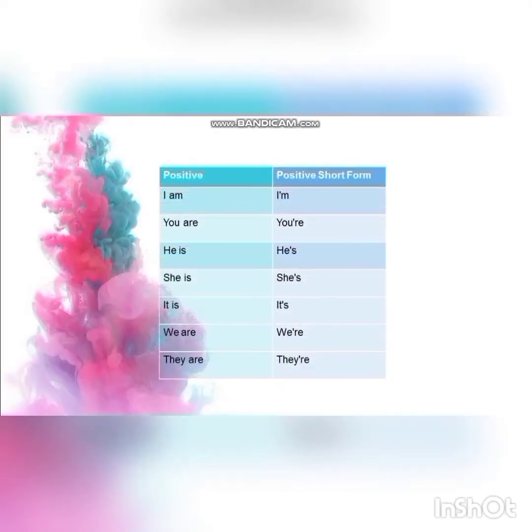Be has a positive form and a positive short form. To form the positive short form of be, we combine the pronoun and verb to be by removing the first letter of verb to be and replacing it with an apostrophe. I am, I'm. You are, you're. He is, he's. She is, she's. It is, it's. We are, we're. They are, they're.